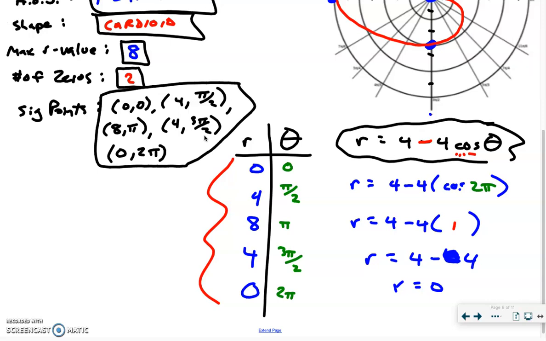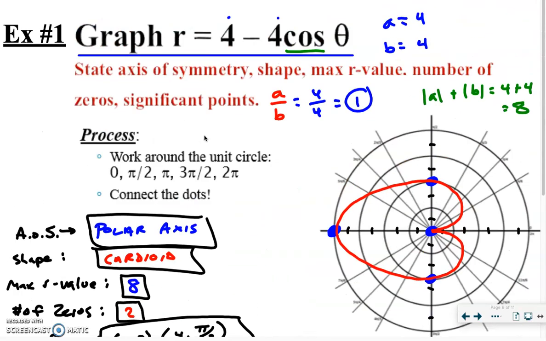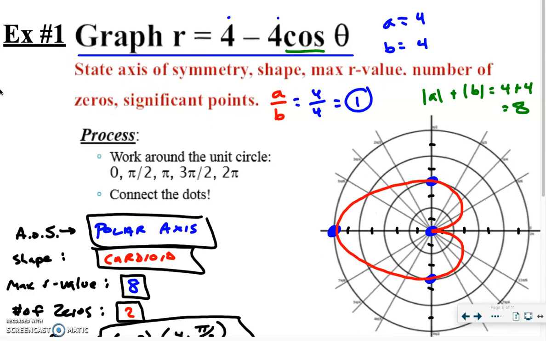All right, so that's the way that we're going to go ahead and work through these. Next up, we're going to start in with example number 2 tomorrow. Like I said, I wanted to make sure that we had this first one in our back pocket.